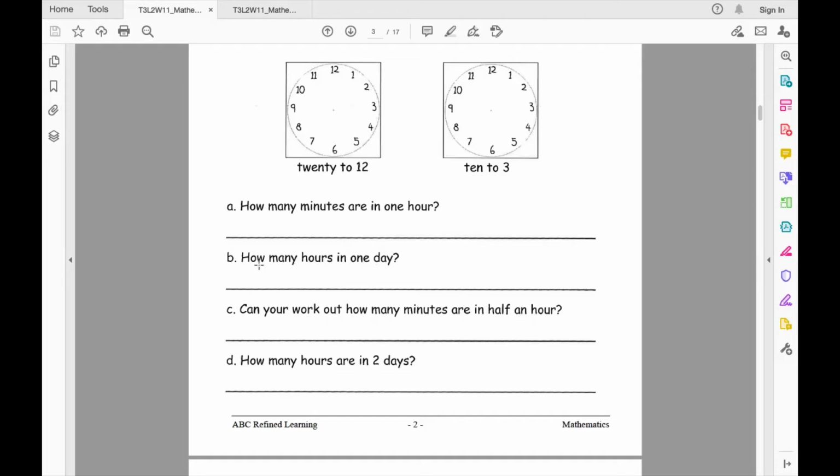Question B. How many hours in 1 day? Question C, can you work out how many minutes are in half an hour? Question D, how many hours are in 2 days?